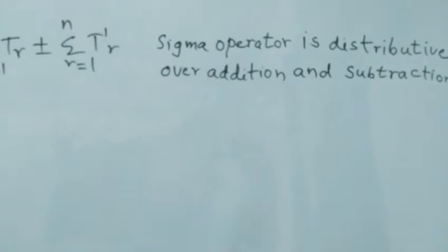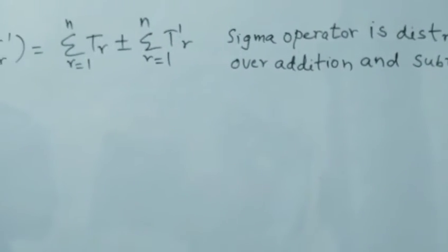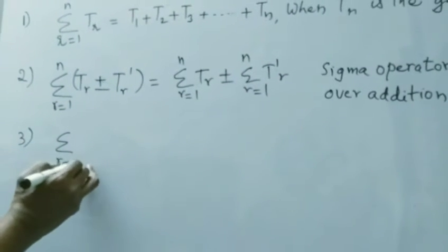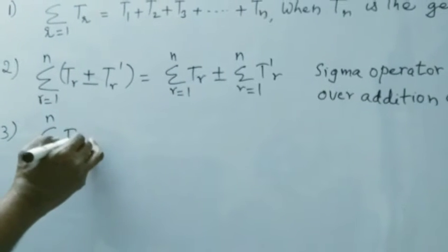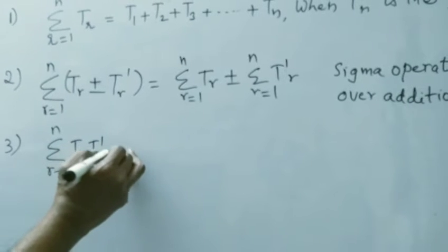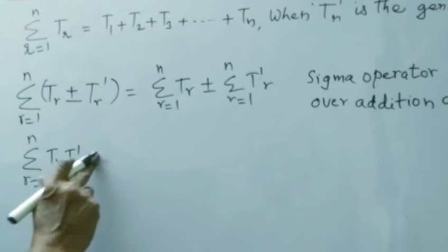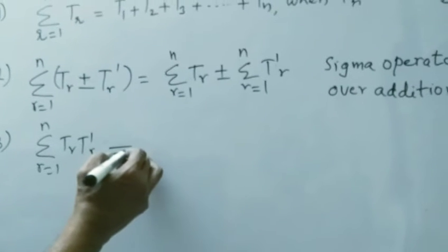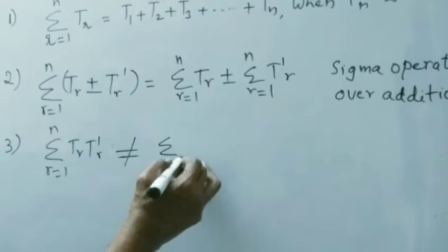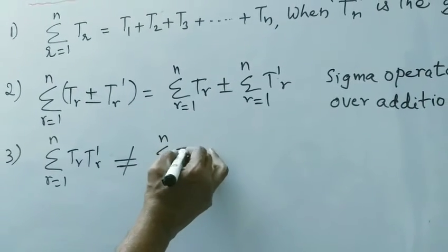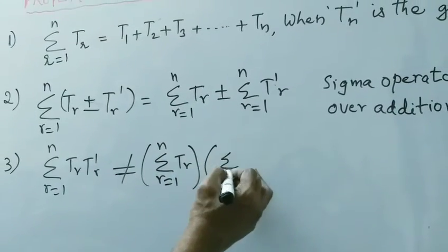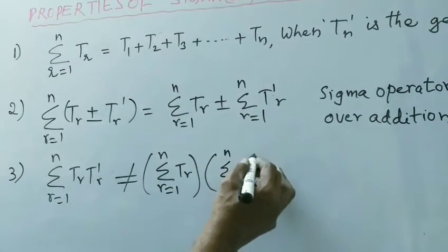Now one more is there, the third property. Summation of r is equal to 1 to n, tr into t dash r term, is not equal to summation of r is equal to 1 to n tr into summation of r is equal to 1 to n t dash r.